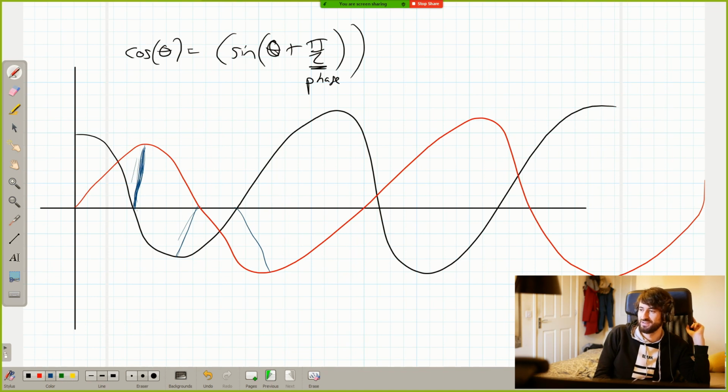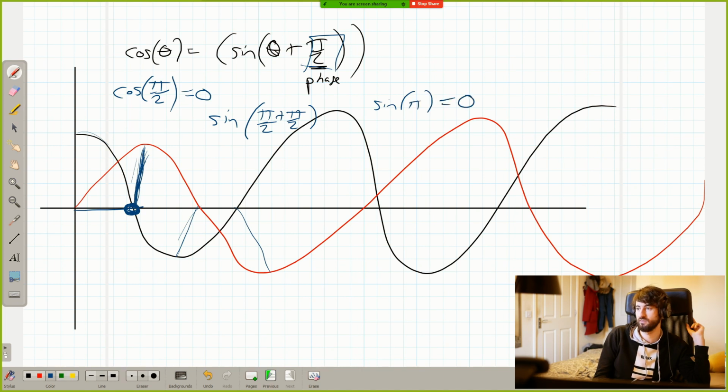Either way, if you look here, this is cos, and it's pi over 2. You can say we're at the first turn, that's pi over 2. Cos pi over 2 is 0, as we can see. Sine of pi over 2 plus pi over 2, aka sine pi, is also 0, as we know.